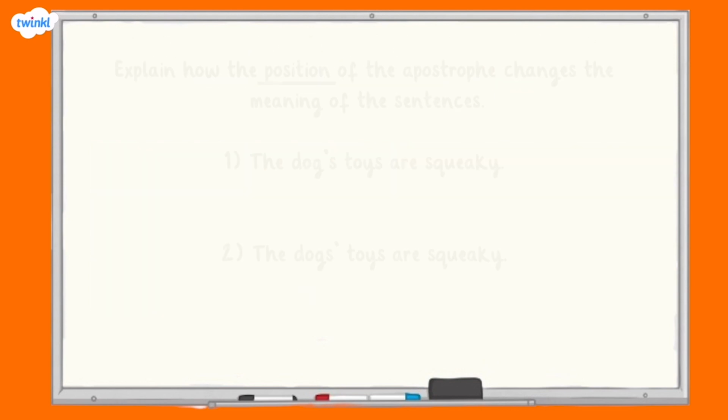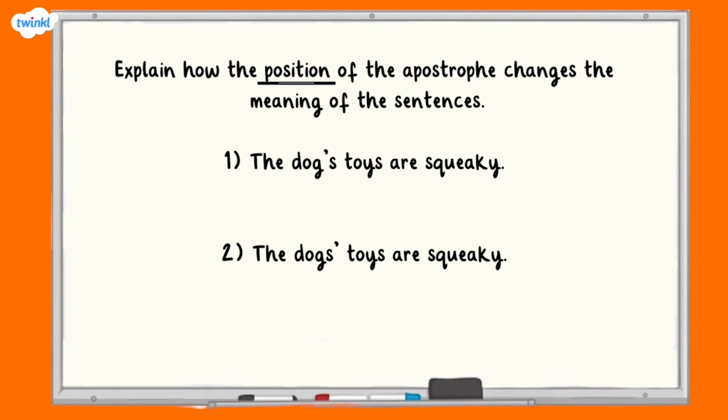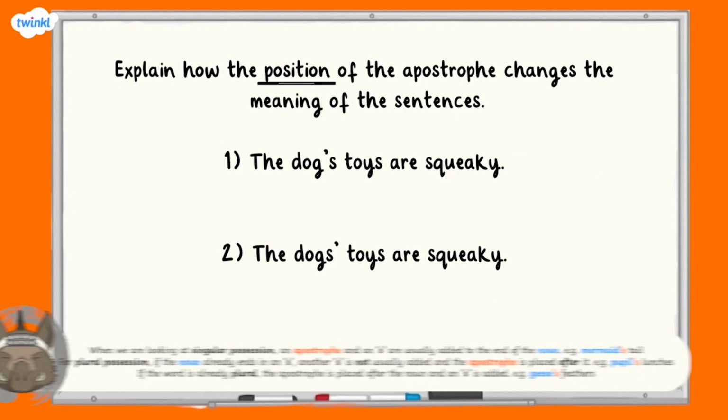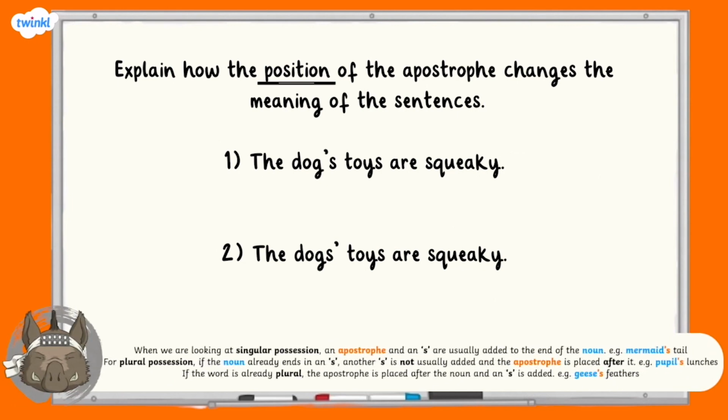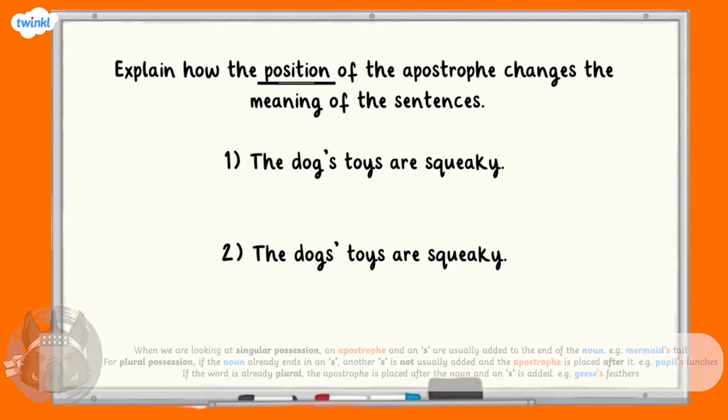For our final question, you are being asked to explain how the position of the apostrophe changes the meaning of the sentences. You may wish to write your answer down on a whiteboard or a piece of paper, or you may just wish to say your answer out loud. Pause the video now and hit play when you're ready. Do you have an answer?